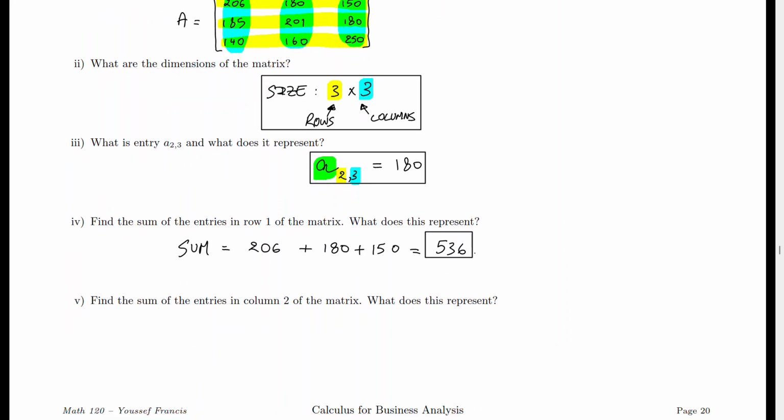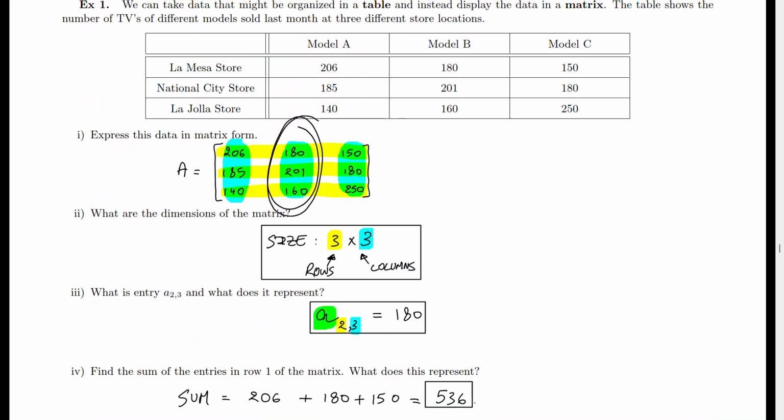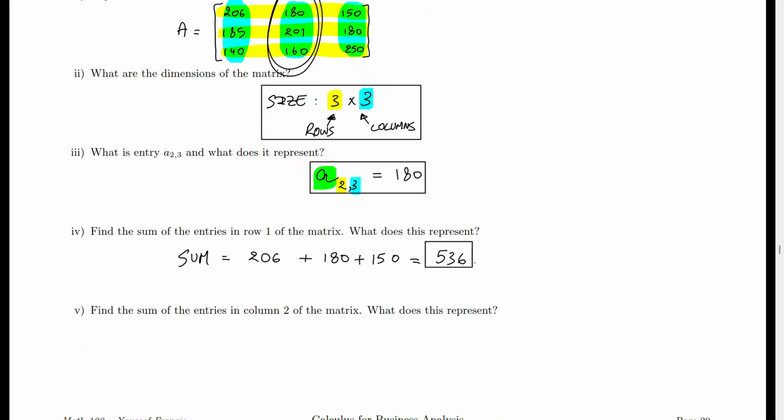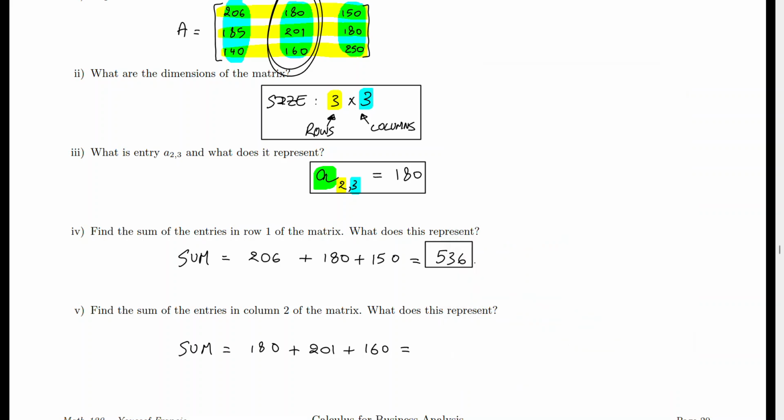Okay, finally for part 5, it says to find the entries in column 2 of the matrix. So column 2 of the matrix, that's basically this one. So the sum is going to be 180 added to 201 added to 160. Okay, that's 541. And again, they want me to write a few words explaining what this number actually means.